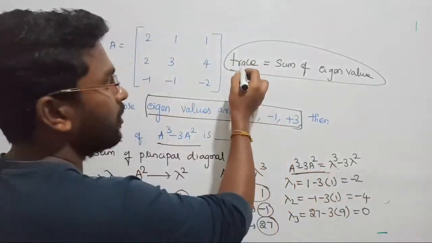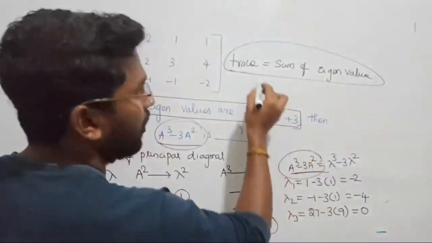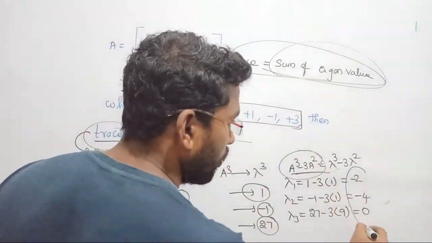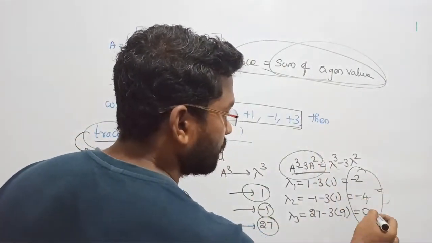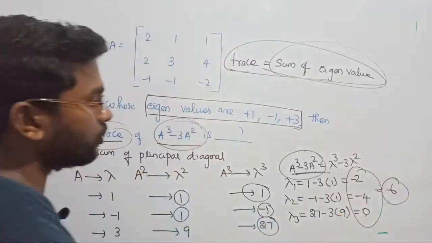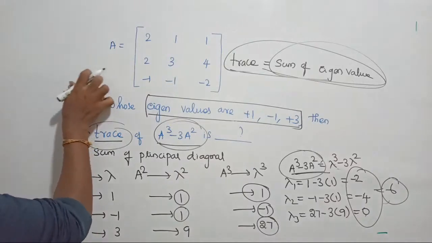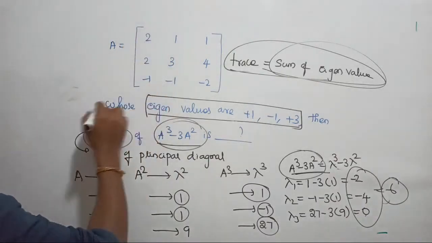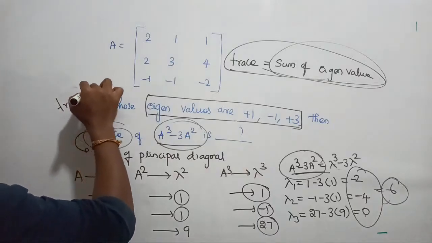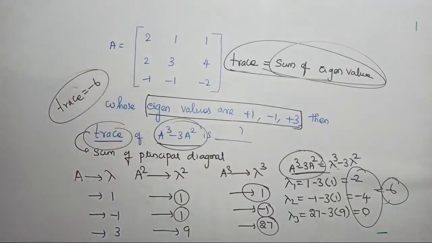Now what is the question? They have asked for the sum of this. That is the trace of this matrix. So trace is equal to what? Trace is equal to the sum of eigenvalues. Eigenvalues of this matrix are known. Add these and see how much comes. Minus 2 minus 4 plus 0 will become equal to minus 6. So the correct answer is what? The question asks for the trace, right? The trace of the matrix should be equal to minus 6. That's all. That is the correct answer.